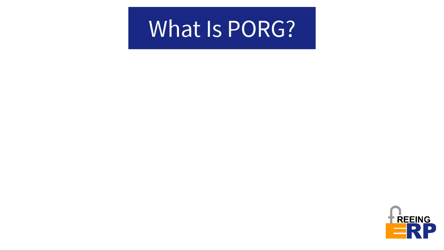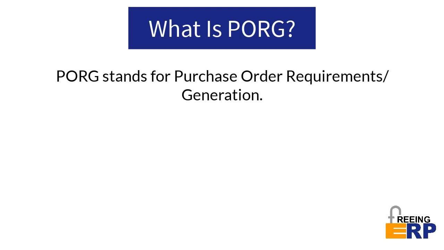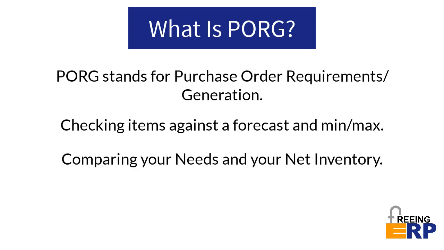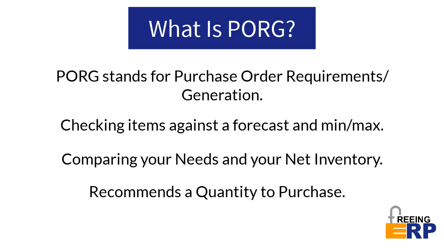Before we get into how to navigate to PORG, let's talk about what it is. PORG stands for Purchase Order Requirements/Generation. There are several different things PORG does, including checking items against a forecast and minimum maximum, comparing your needs to your net inventory, and it recommends a quantity to purchase. You can also use PORG to create buying suggestions.